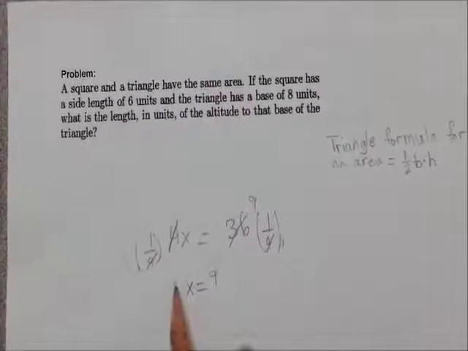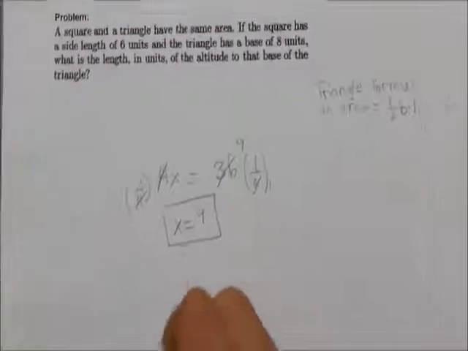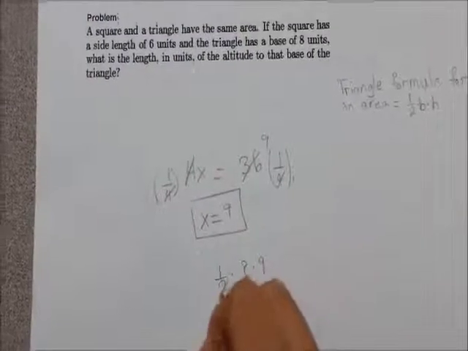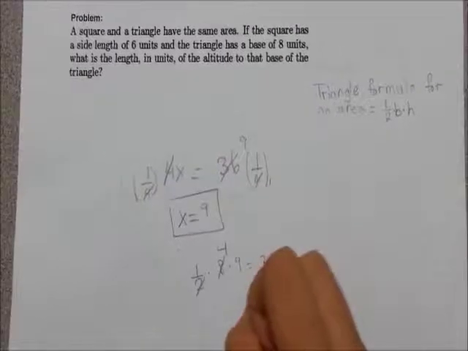And if we check our work, 1/2 times 8 times 9. 2 goes into 8 4 times. 4 times 9 is 36.